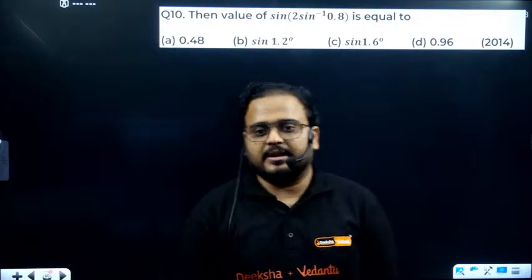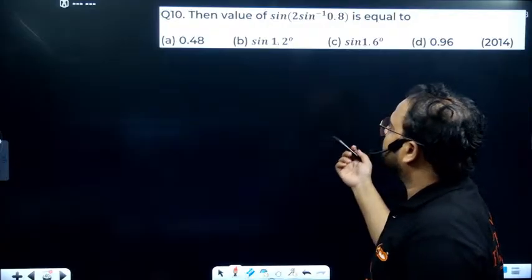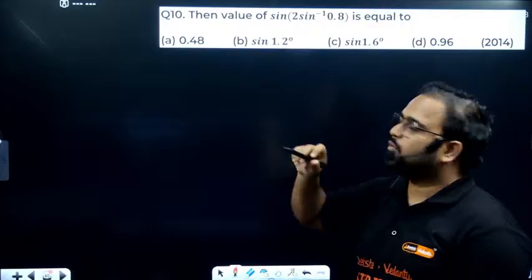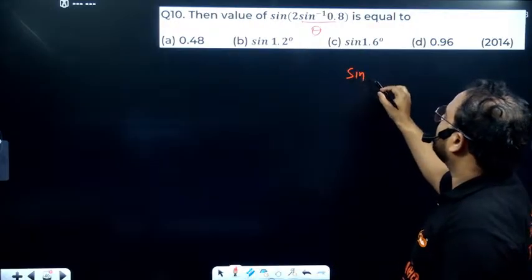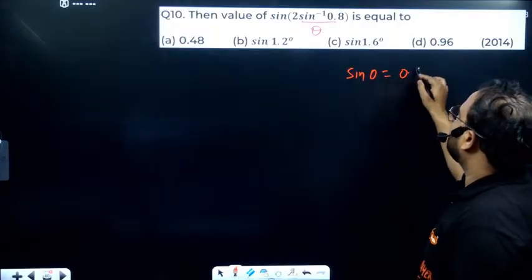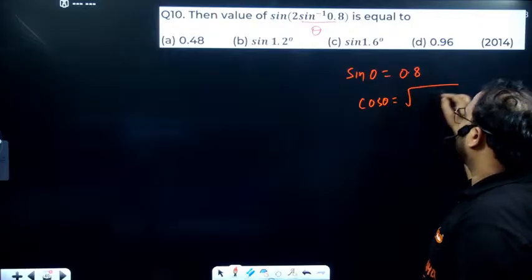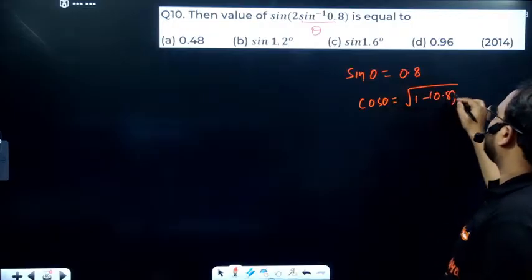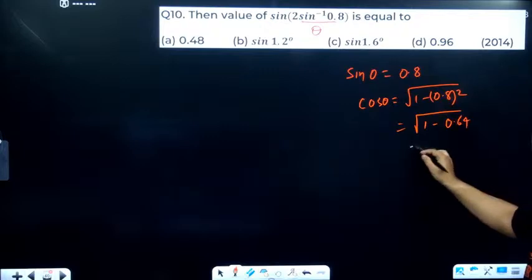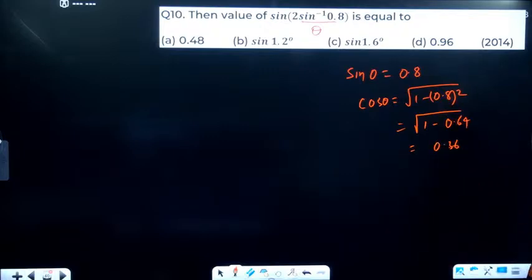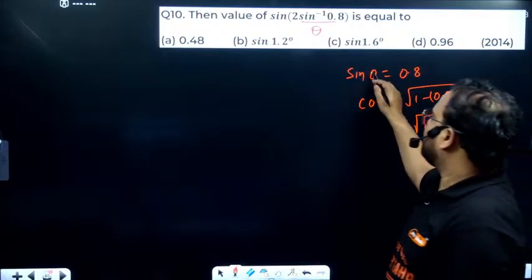Okay, done. Simple. Now, question number 10. The value of sine of 2 sine inverse of 0.8 is equal to what? Same condition. Take this as theta. So sine theta is equal to 0.8. So cos theta is equal to what? Root of 1 minus sine theta square. So 1 minus 0.64. But we have 0.36. So this is 0.6.